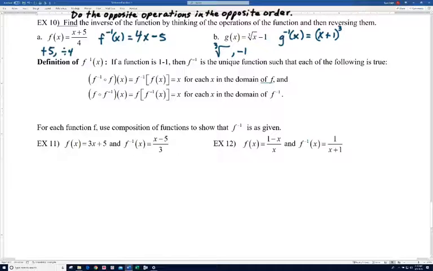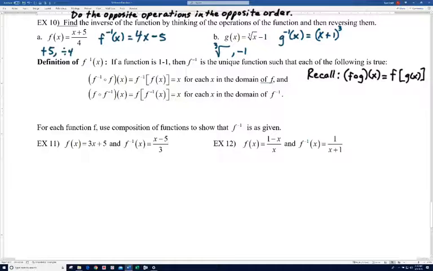Now remember, composition of functions, we did this a while back. We said f of g of x is equal to f of g of x. So basically, g of x is the inner function. In the one we just did, this is f inverse of f of x. And so our inner function is f of x. And you can see down below it's the same thing. We're just going in the opposite order.